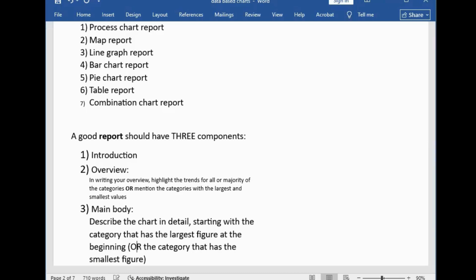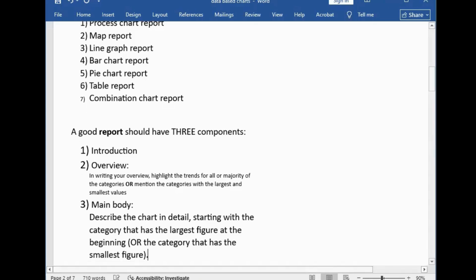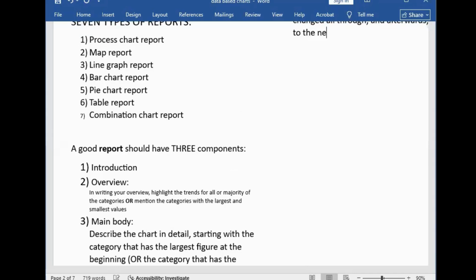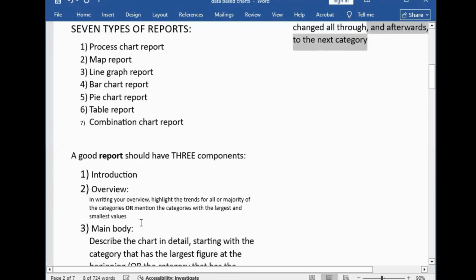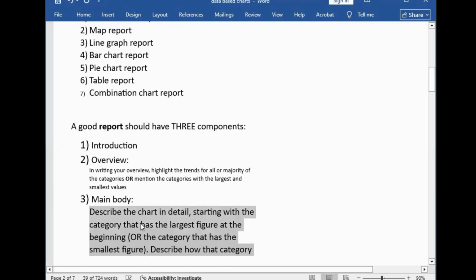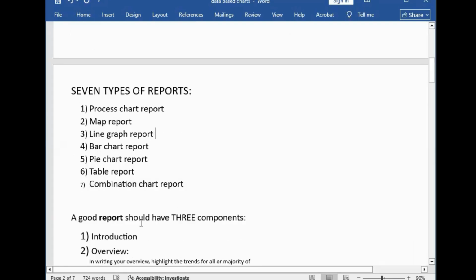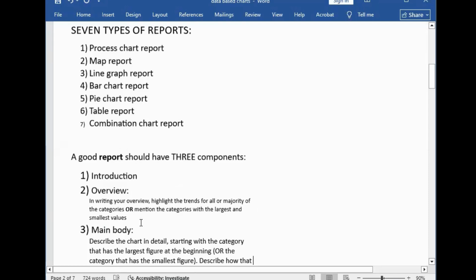So I will describe how that category changed all through, and afterwards move to the next category. And afterwards do what? Move to the next category. That's how I'm going to write my main body. Okay? That's how I'm going to write my main body.